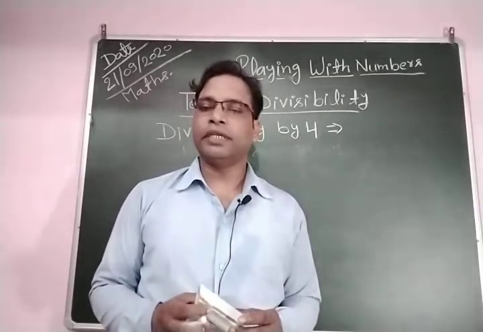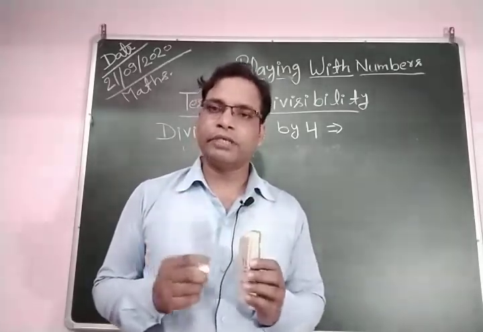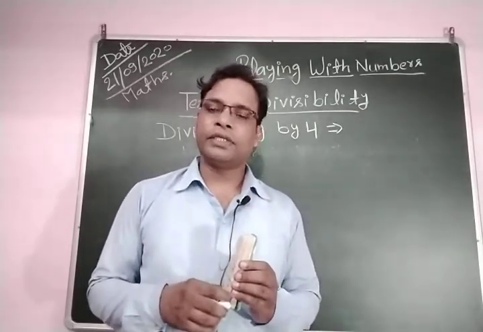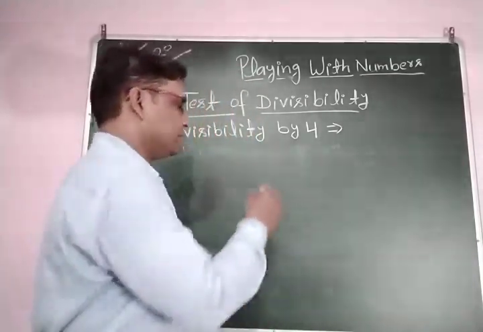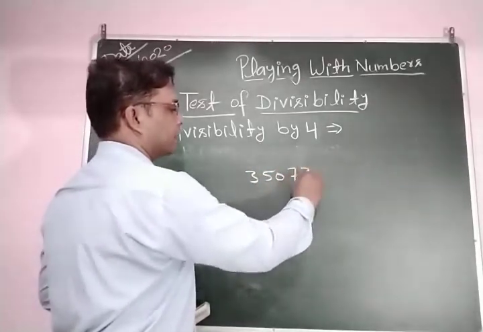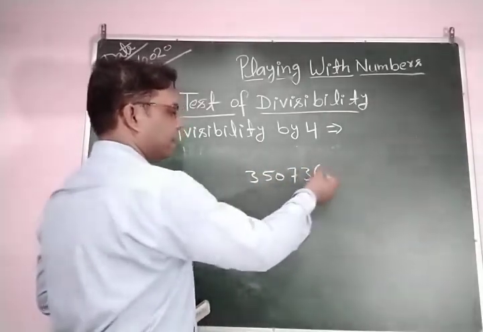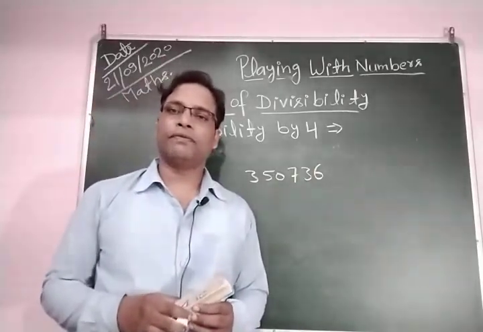If the last two digits of the number are divisible by 4, then this number is divisible by 4. Okay, so we can take some example: 350736. Suppose this number is divisible by 4 or not.